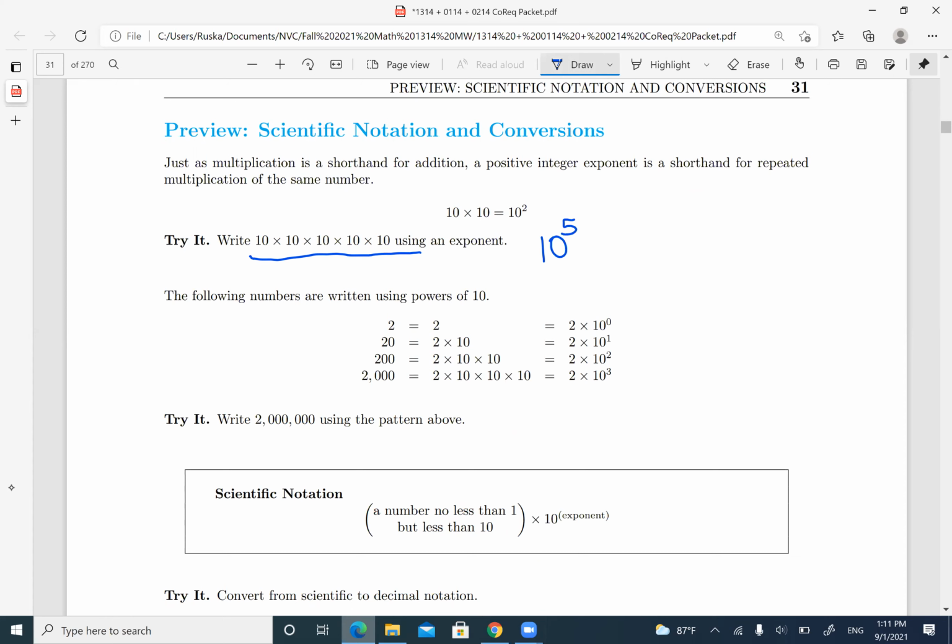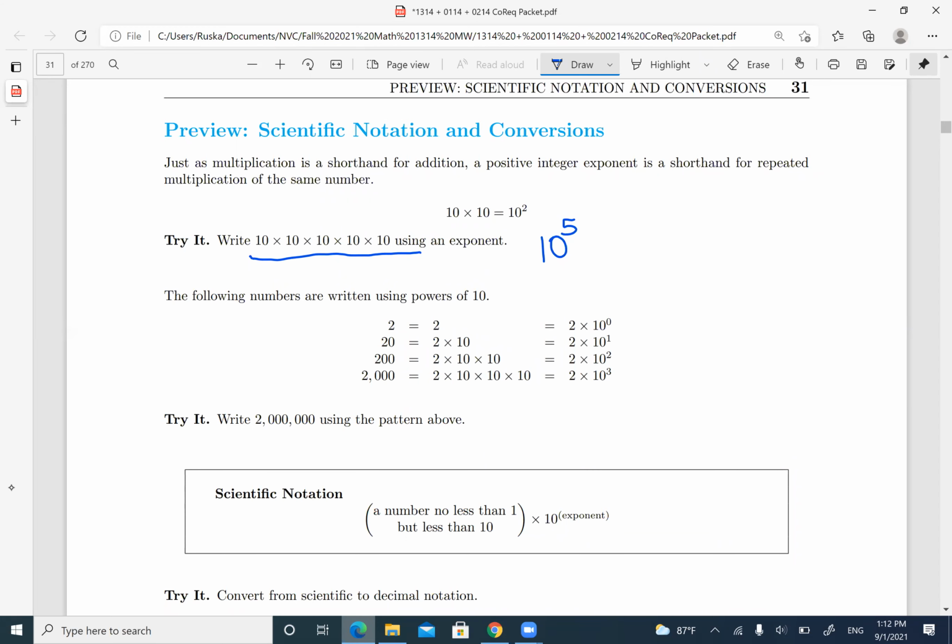Any number can be represented by multiplying by 10 with a power. So the easy number 2 is 2 times 10 to the 0. 10 to the 0 is always 1. So 2 times 1 is technically 2. Then 20 is going to be 2 times 10, which is technically 2 times 10 to the first. Then 200 is 2 times 10 times 10, it's 10 squared, right? And then 10 cubed. So they give you some examples here.